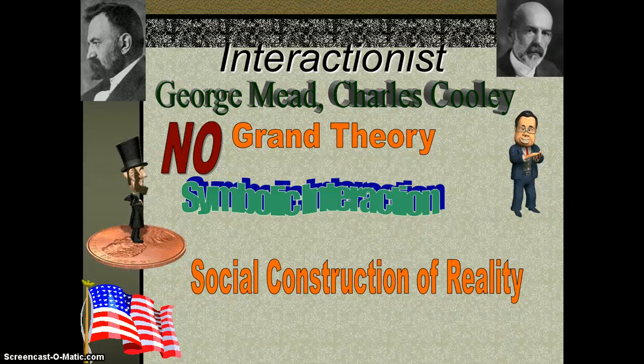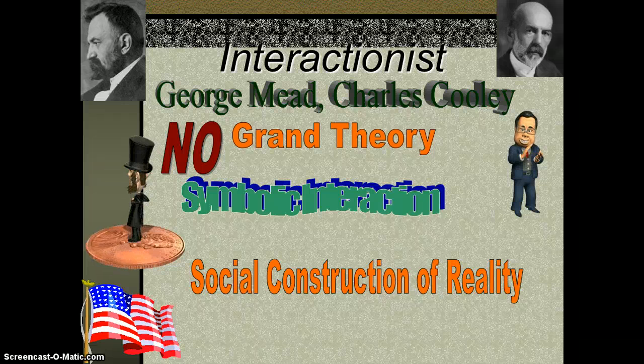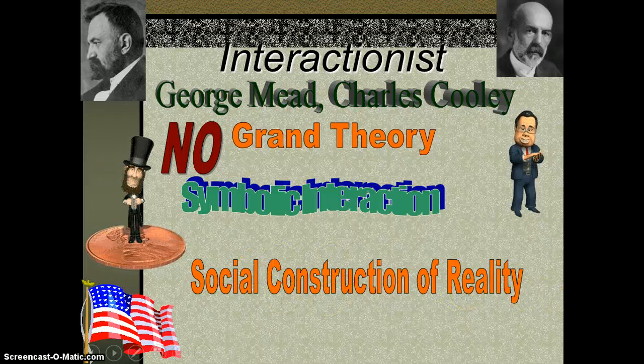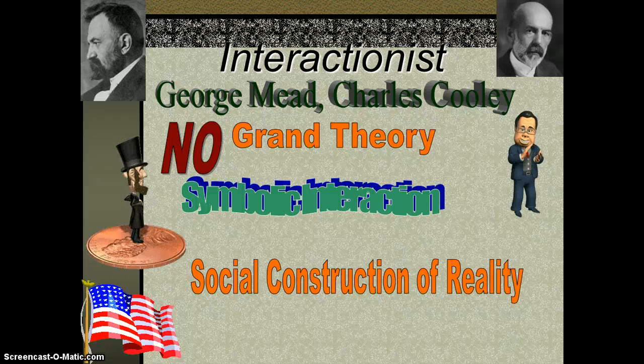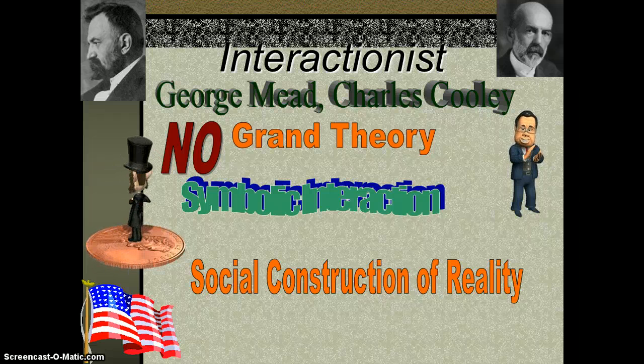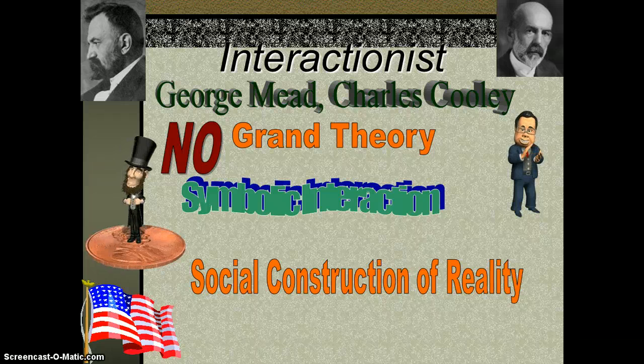And so when we talk about different symbols within society, you have to think about there is a social construction of reality. In other words, each culture or each society helps to define how we view various things within society. For example, let's take the family as a social unit.